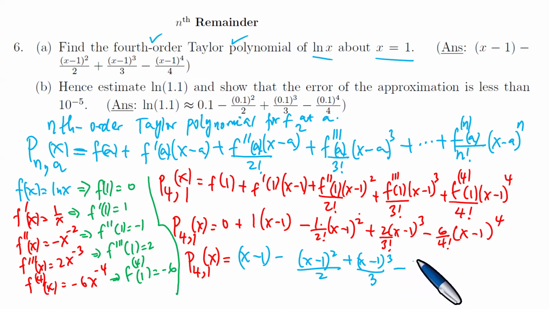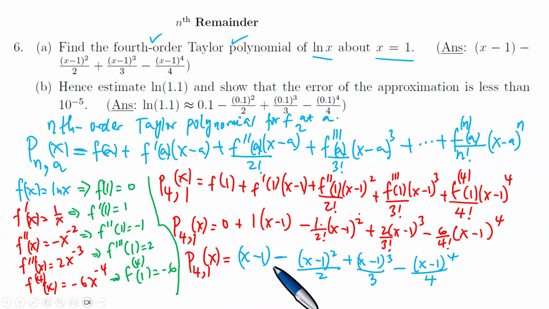And then minus X minus 1 to the 4th power. 4 factorial is 24. 4 goes into 24 how many times? It goes 6 times, so the coefficient is 1 over 4. This is the answer. This P4, 1 of X is this. This is the 4th order polynomial about 1. And this is the answer.